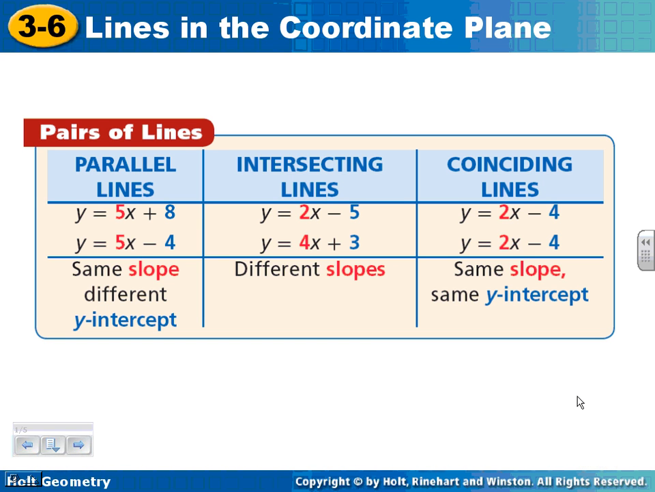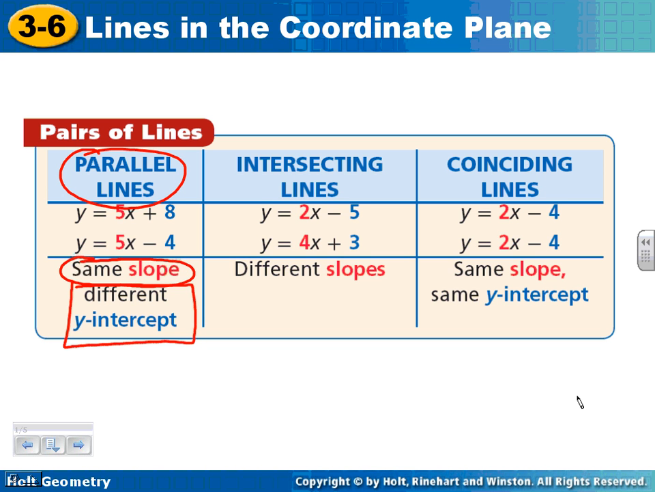These are notes 3.6b. We did our 3.6a earlier. We are continuing in that section, lines in the coordinate plane. Today, we need to talk about parallel lines because they have the same slope. Parallel lines have the same slope, but they have a different y-intercept. We need to know that.